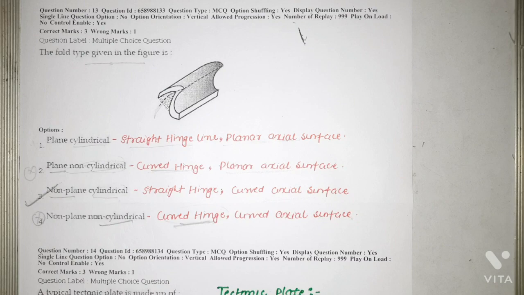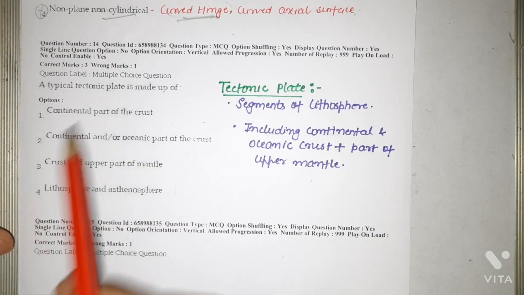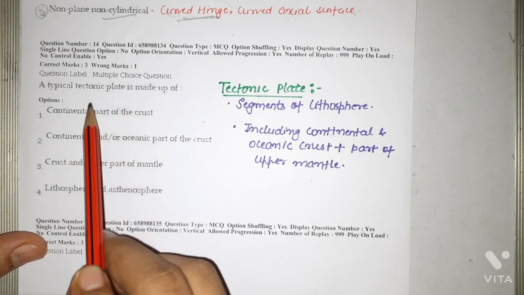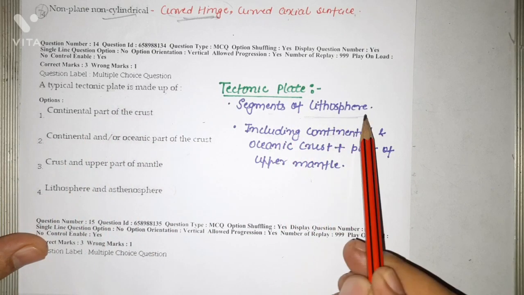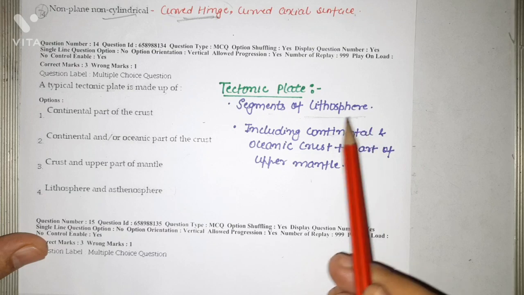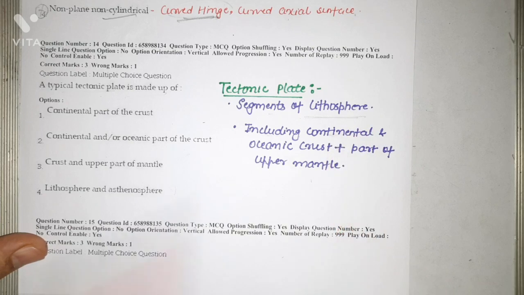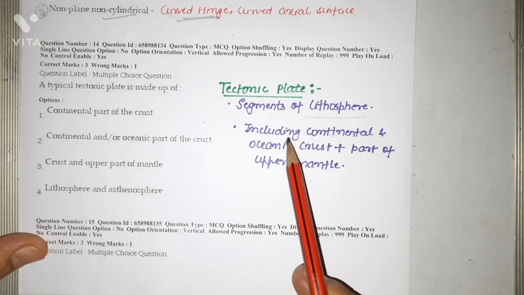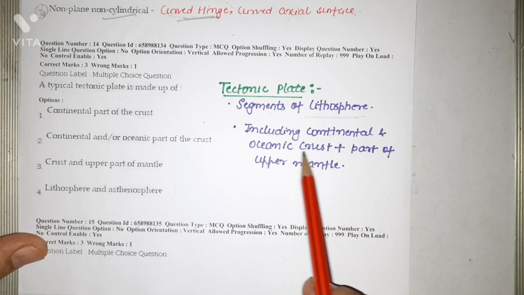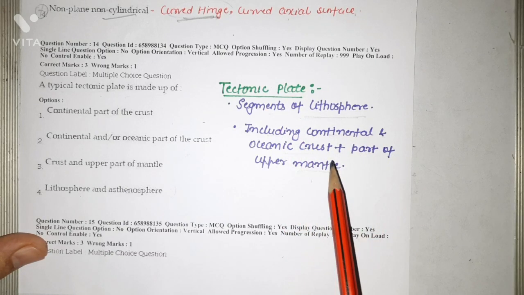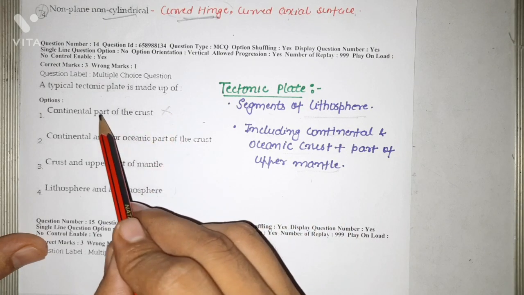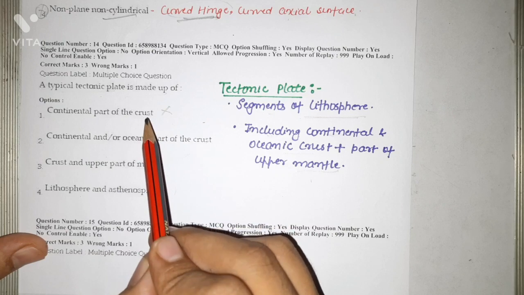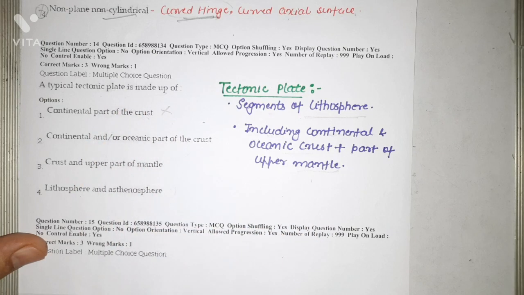Coming to the next question: a typical tectonic plate is made up of. First of all, what is a tectonic plate? Tectonic plates are segments of the lithosphere, and the lithosphere is itself the crust plus the upper part of the mantle. These tectonic plates include continental and oceanic crust plus part of the upper mantle, as described by the lithosphere. So clearly the first option is not correct because it consists only of the continental part of the crust, whereas tectonic plates are made up of the continental part plus the oceanic part and also the upper part of the mantle.